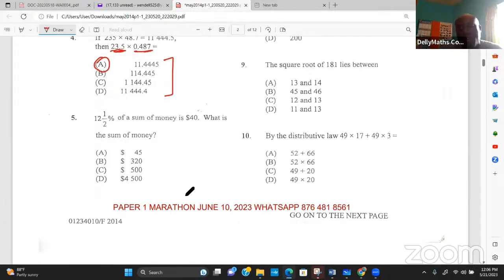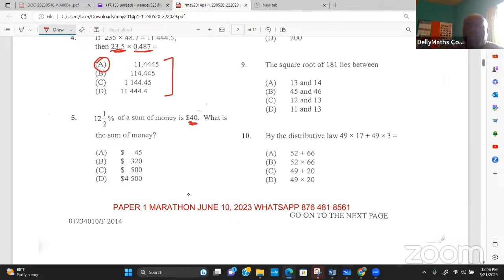Question 5 says 12.5% of a sum of money is 40. What is that sum of money? 12.5%, sometimes it's kind of hard to work with. All right, so 12.5% is 40.